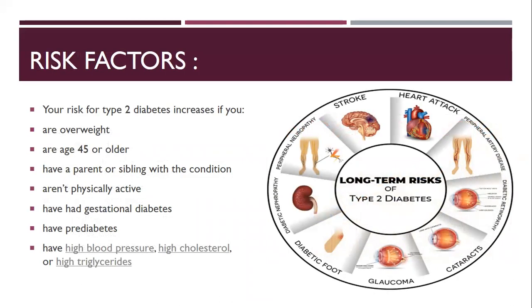It is important to know who is at risk of diabetes type 2. People who are obese or have a family history of diabetes are more prone to it. Other factors may contribute, like having hypertension, high cholesterol, or high triglycerides. Long-term risks of diabetes type 2 include cardiovascular diseases like stroke and heart attack, and eye diseases like diabetic retinopathy. It also affects the kidneys and nervous system, which is known as nephropathy and neuropathy respectively.